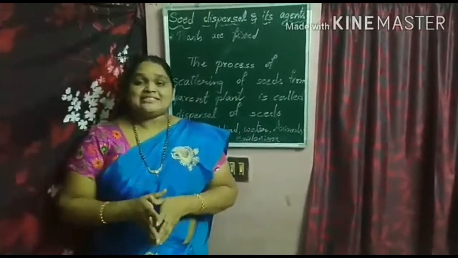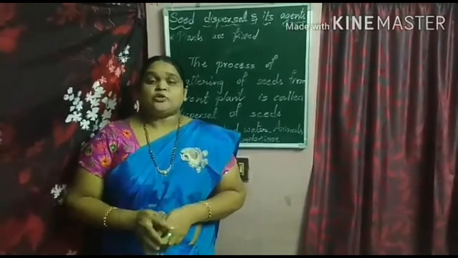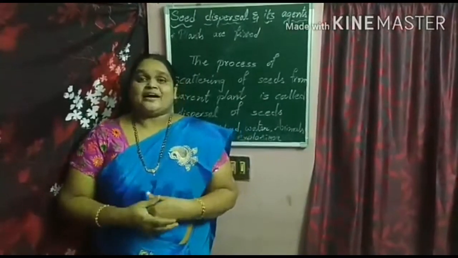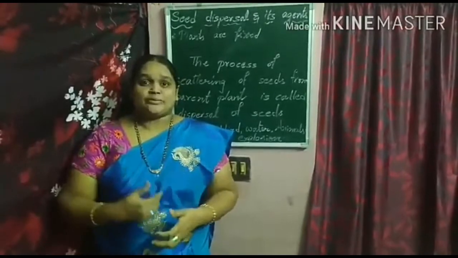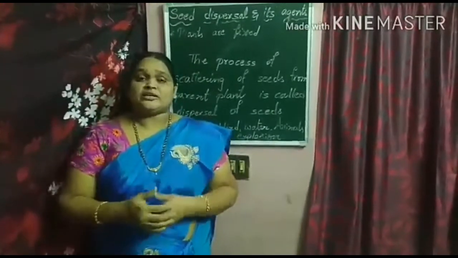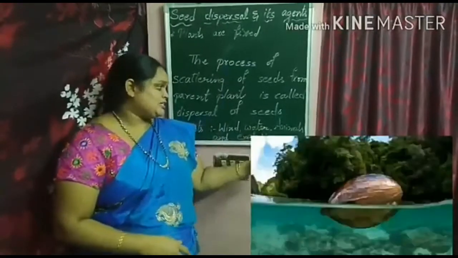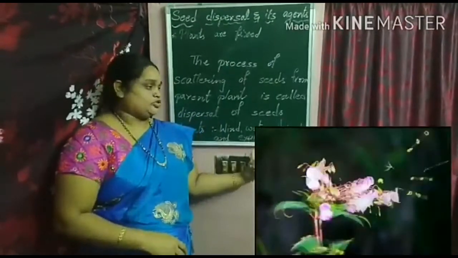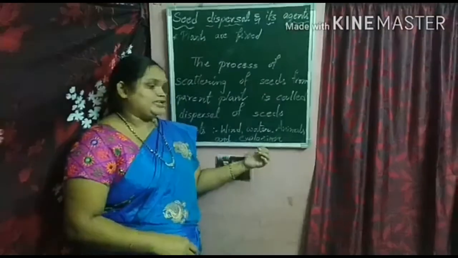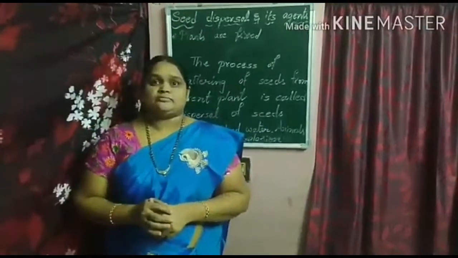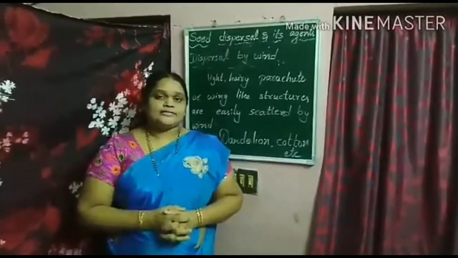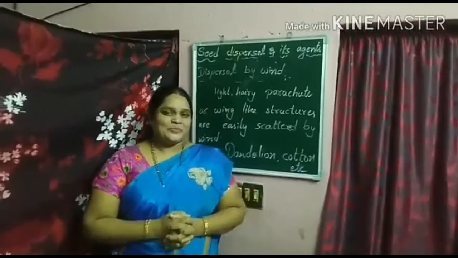For this seed dispersal, the external agents help the seeds. What are the external agents? Let us see. Wind, water, animals and explosion. These four can help the seeds to disperse. Let us discuss more about these agents.